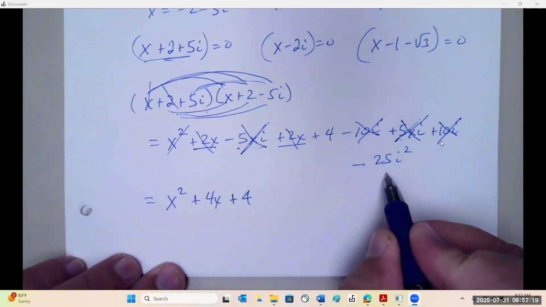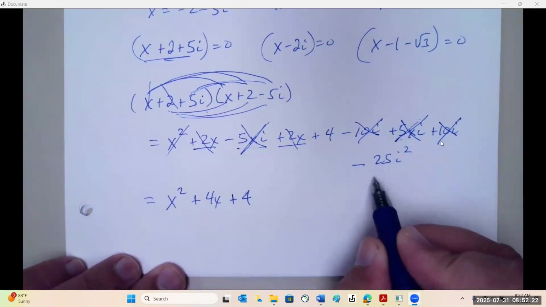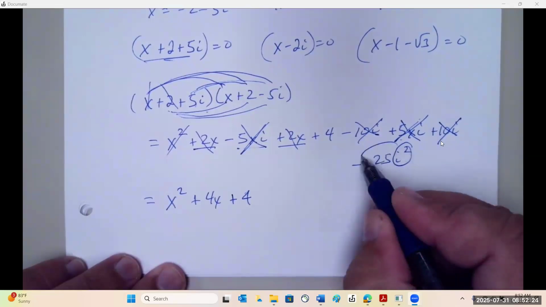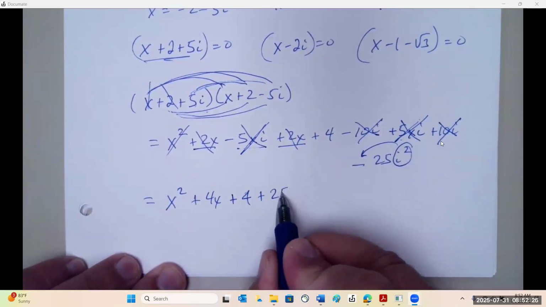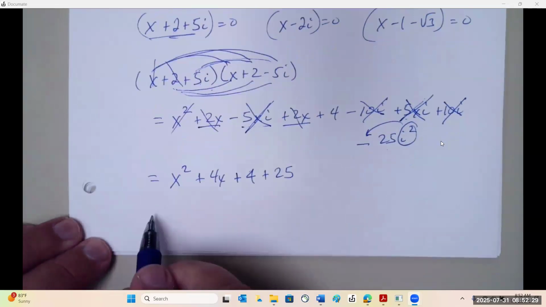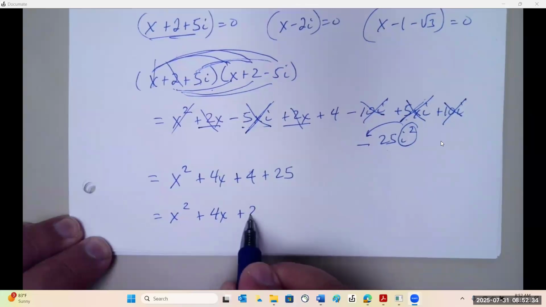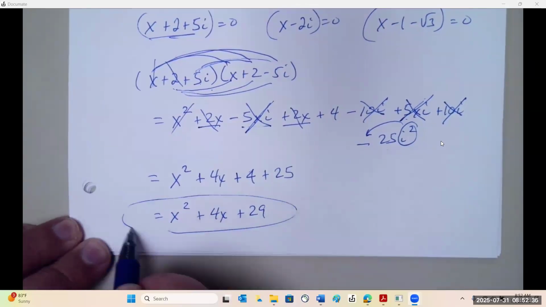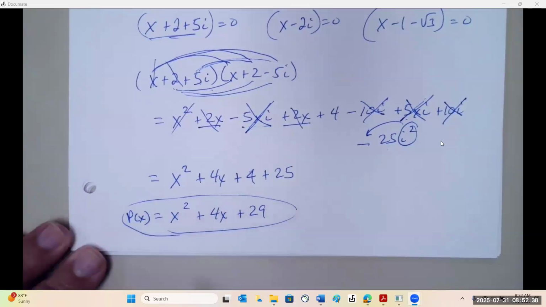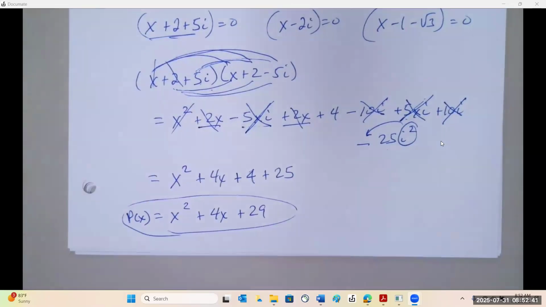What does this one become? Yeah, this one changes the sign, so it becomes a positive 25. So there's my polynomial. That's just for the first ones. We've got to do the same with all of these other ones and then multiply them together. I wouldn't do that to y'all. So you see, we have to do this 4 more times.